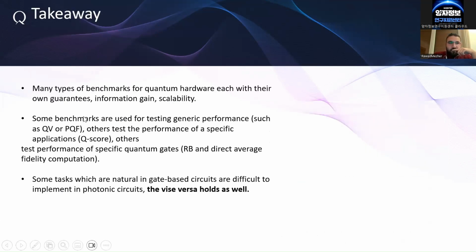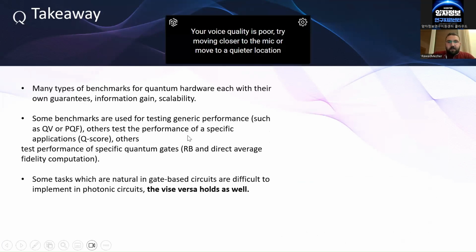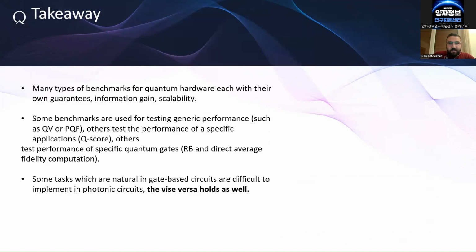I'd just like to summarize. You have many types of benchmarks for quantum hardware. Each of them comes with its own guarantees, its own information gain, and its own problems of scalability. Some benchmarks test generic performance, others test performance for specific applications like the ones we saw. Other ones are tailored to look at specific quantum gates. Some of them are natural for some hardware, but not for others, and it goes both ways.